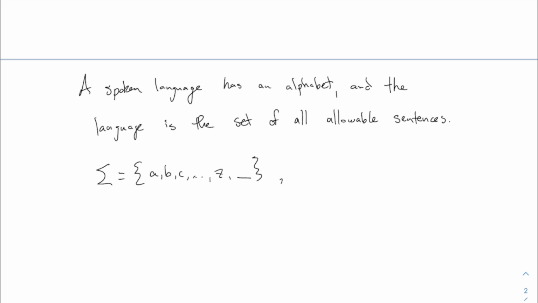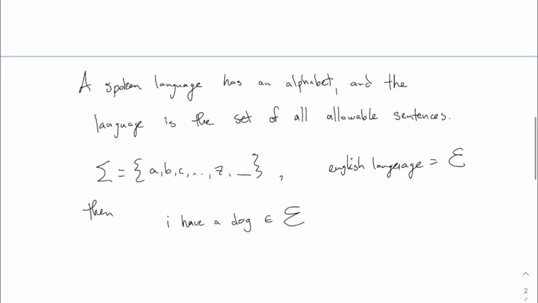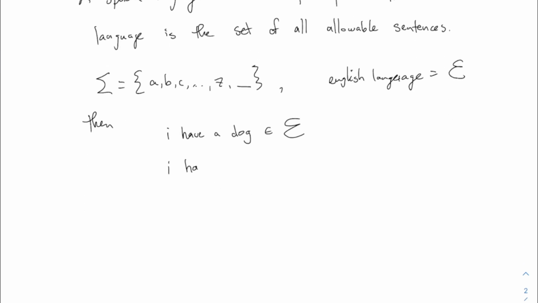And then I'm going to write the English language. Let's write this with a fancy big E. And then you can say something like the sentence, I have a dog. This is an element of the language E, meaning that that is a legal sentence in English. Whereas something like, I have a dog with a misspelled word, this is not a legal sentence in English because that second thing that I wrote there is not a word. Or something like, I have.